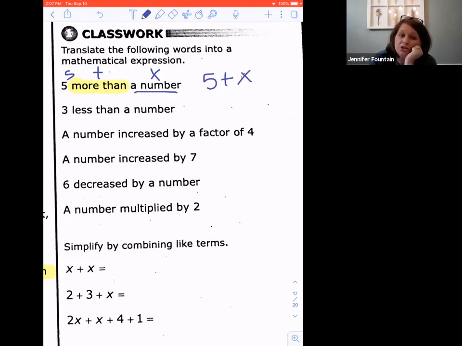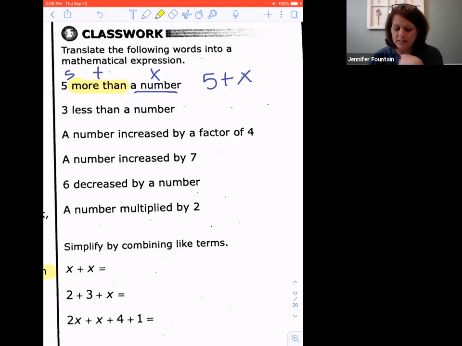Now remember, addition and multiplication are commutative. So remember, that means it doesn't matter what order. So in this one, I could either have 5 plus X, or I could have X plus 5. Both of them are going to be the same. What does matter is subtraction. So we have to pay close attention to that.